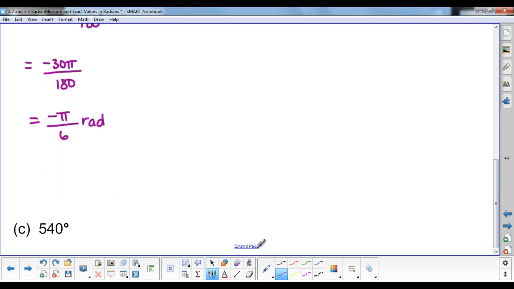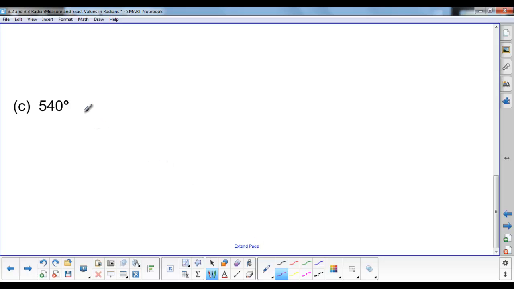And then finally, last example for this, 540 times pi over 180. Again, you can cross-reduce up here. You don't have to write this particular step out. But in any case, either way, you're going to reduce 540 and 180, and that reduces to just 3. So 3 pi radians.